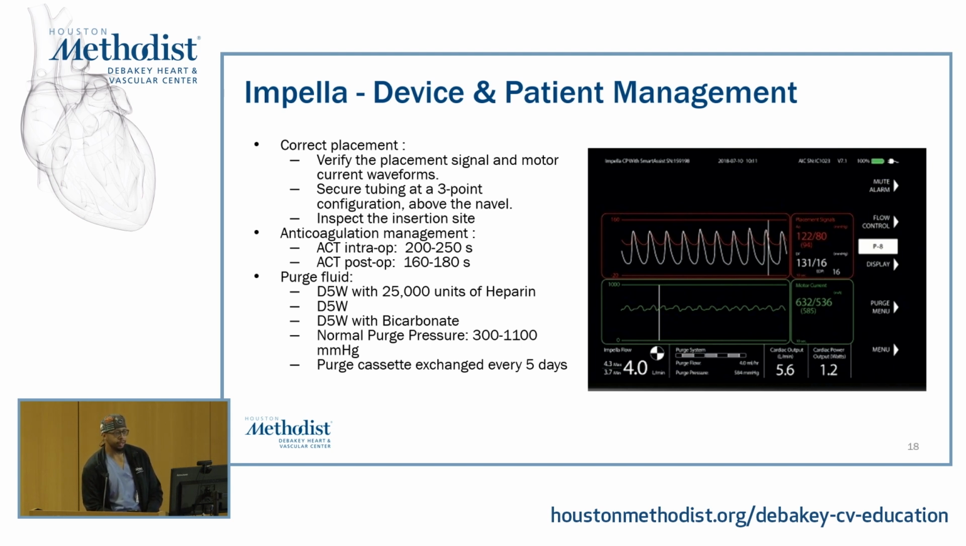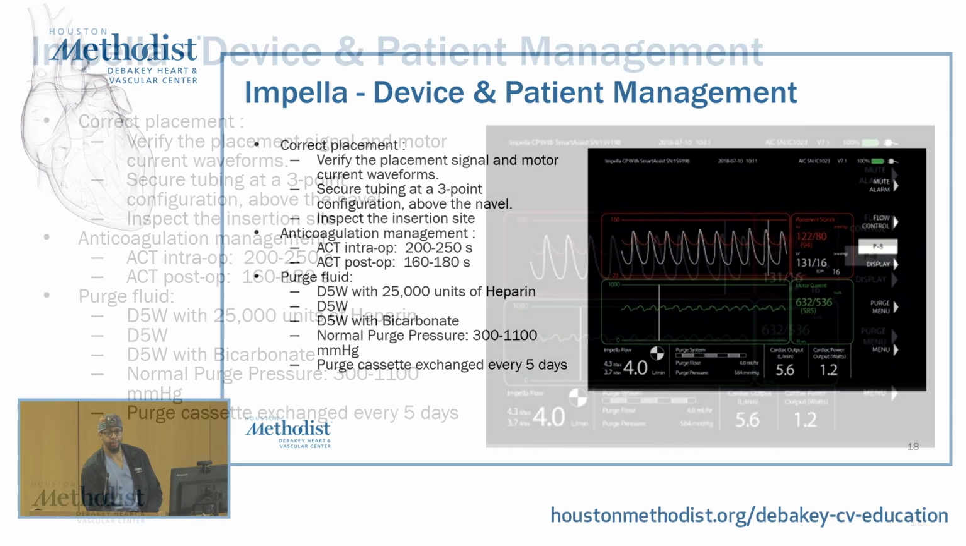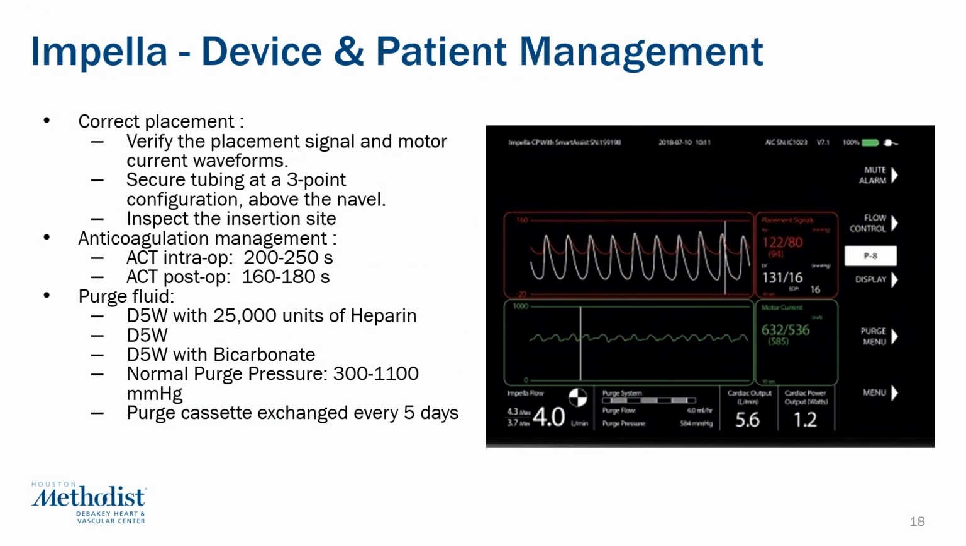Once you have a clot built up in these devices, usually it results in us having to change out the device. There are some protocols in place for us to try to manage that, such as TPA and infusions, but that doesn't always work, so making sure that the patient is properly anticoagulated is very important. The purge fluid is what's trying to help prevent us from getting that blood into the motor and the mechanical components of the Impella catheter.